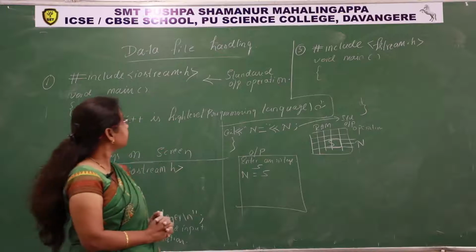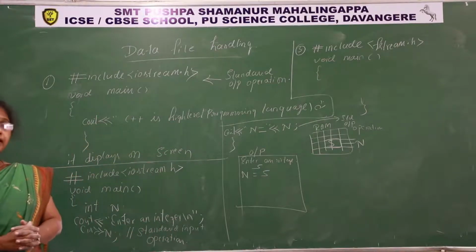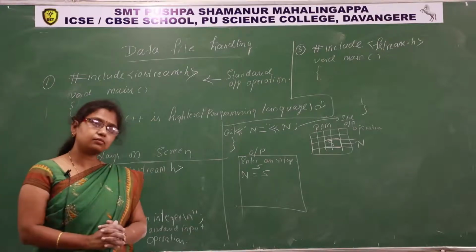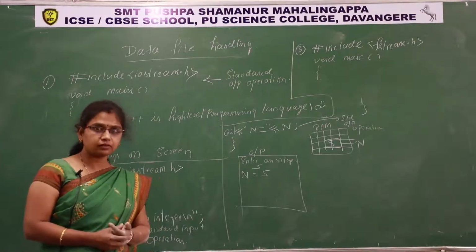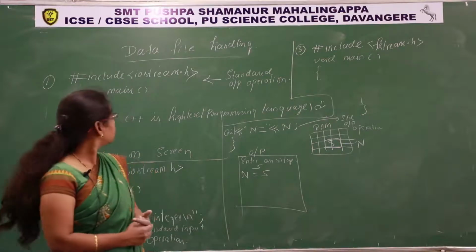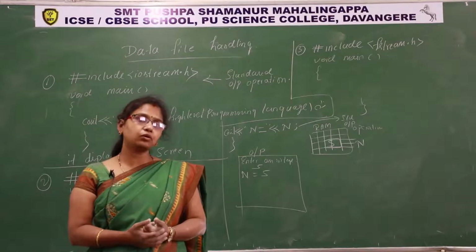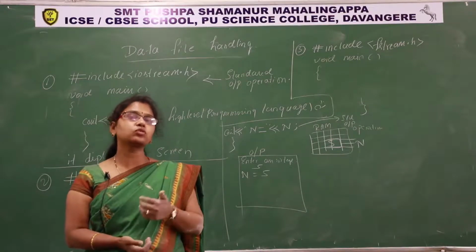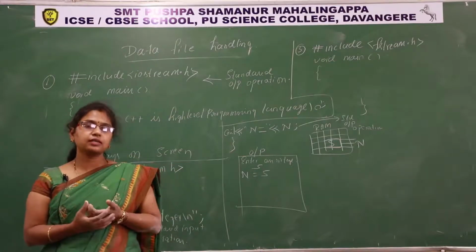So far we have taken iostream.h header file. That header file having many classes. Under that many classes are there. So iostream, it inherits the properties of istream class and ostream class. Everything is stored in library.